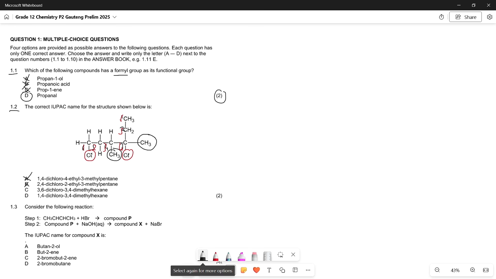And that means D is our final answer, just because the most action is happening by this chain over here. The numbering of the Cl attachment group needs to be on the 1 and not the 6, which means C is out and D is our final answer for 2 marks.